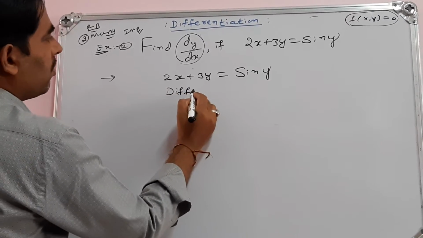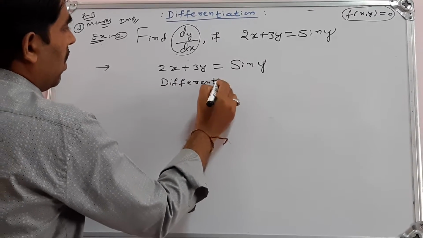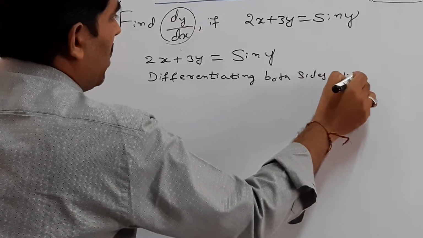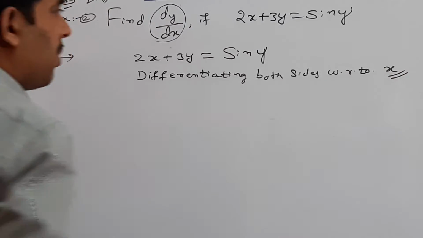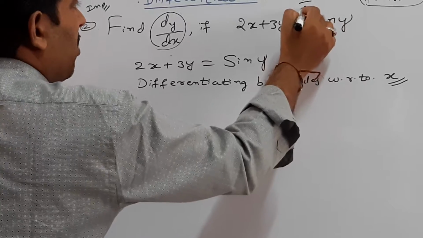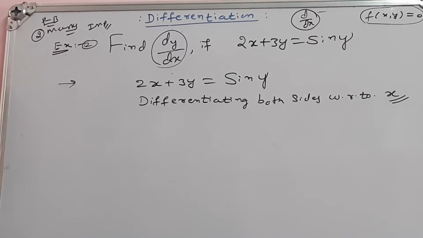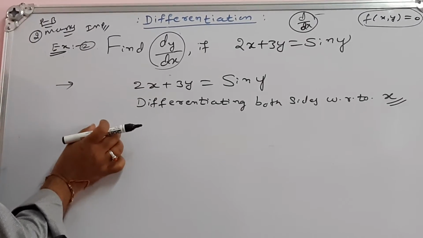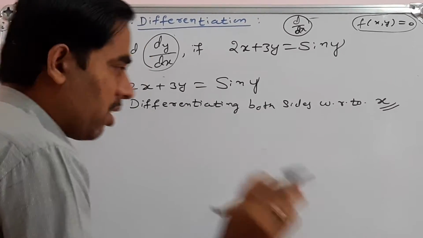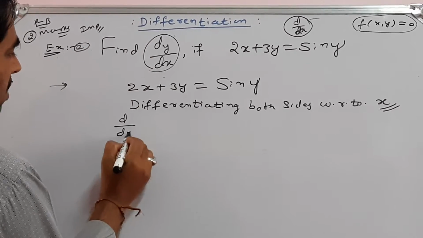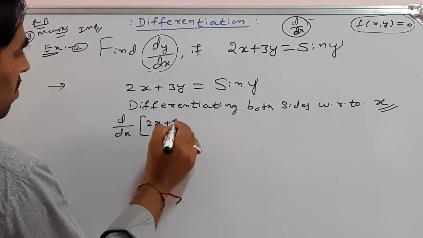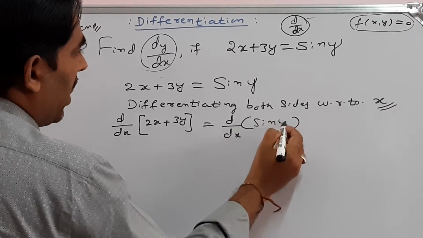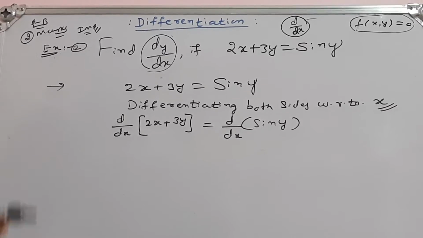Differentiating both sides with respect to the independent variable x. As I told in the previous example, I am applying the differential operator d by dx on both sides, on the left hand side and on the right hand side. So let me write it once again for this problem: d by dx of 2x plus 3y is equal to d by dx of sin y. This is another important example. I hope all of you are observing the video.